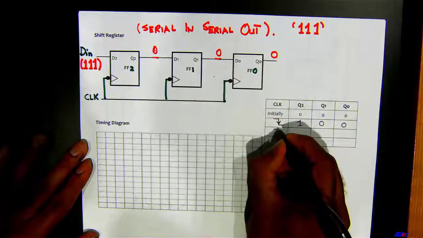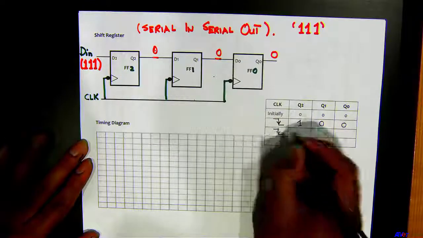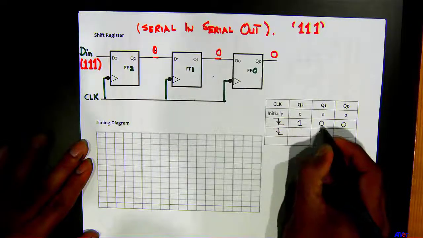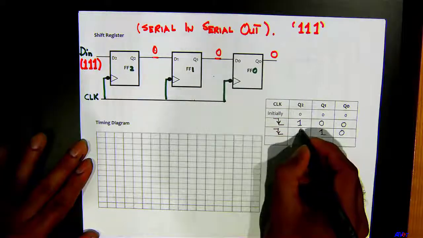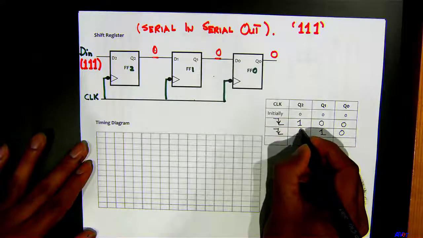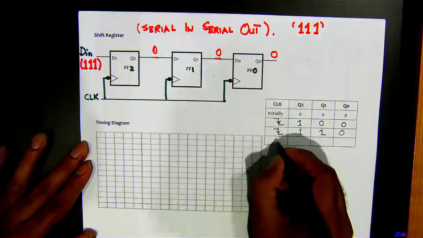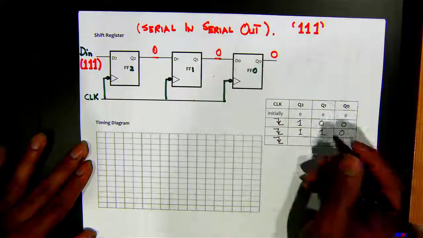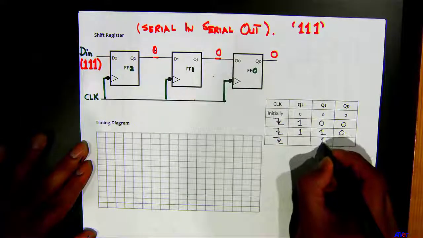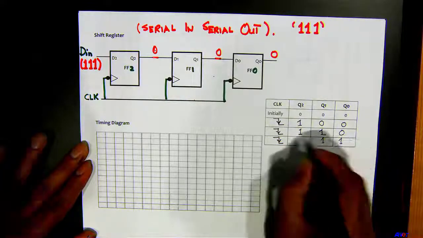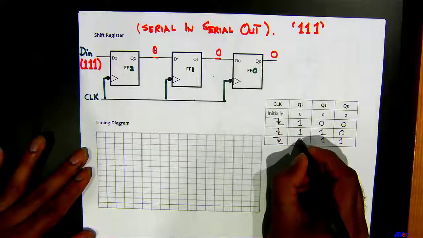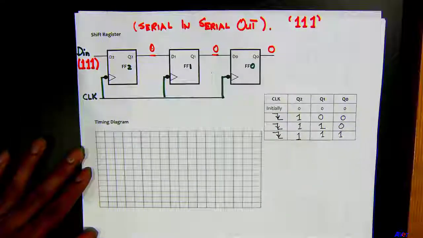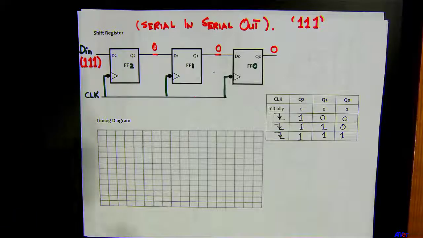When the second clock comes in, this 1 will move here, this 0 will move here, and what is the new input that's coming in? 1. Then the third negative edge clock comes in, this one moves here, this one moves here, and the new bit coming in would be 1, right? So notice after 3 clock cycles you have been able to load the data.